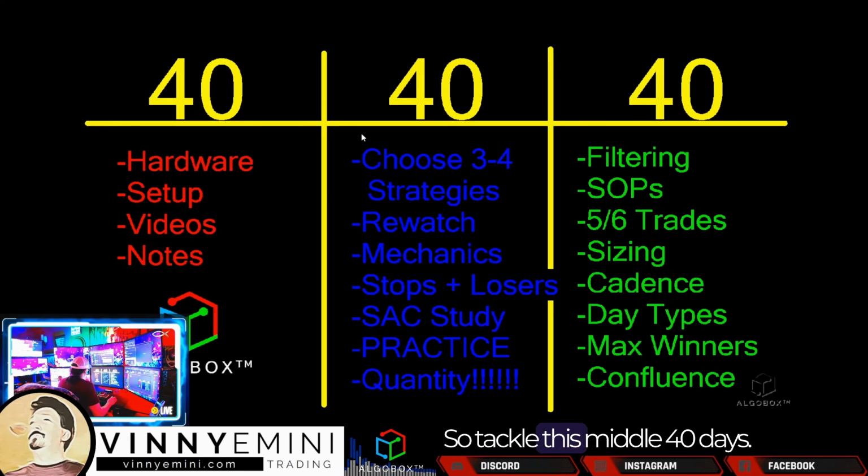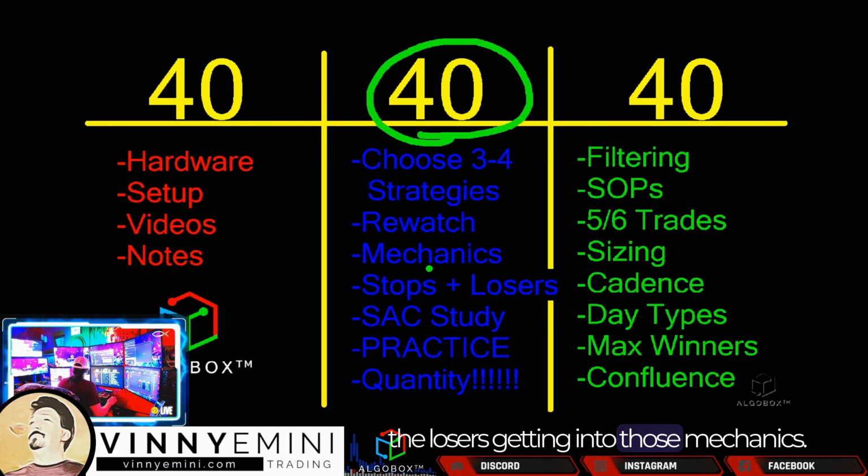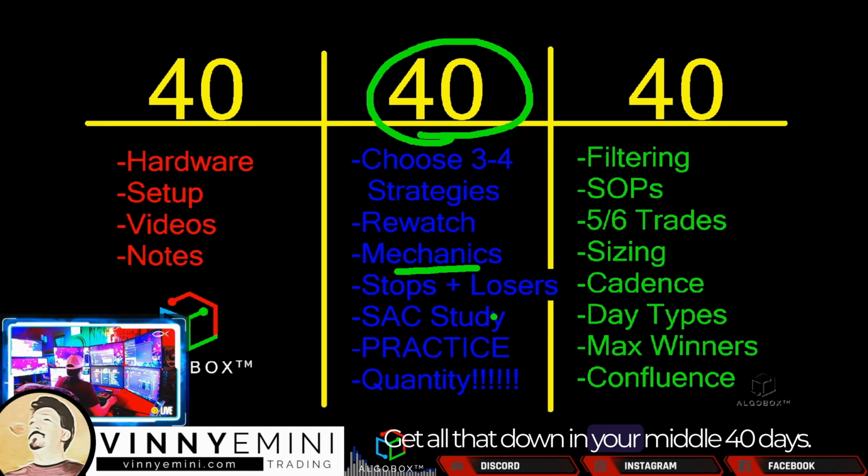So tackle this middle 40 days, really put some real value into this 40 days. Take it seriously during this middle 40 days. Focus on the losers, getting into those mechanics, get all that down in your middle 40 days. This is the key to this centerpiece here, and everything else will kind of flow from this. So get started on this.